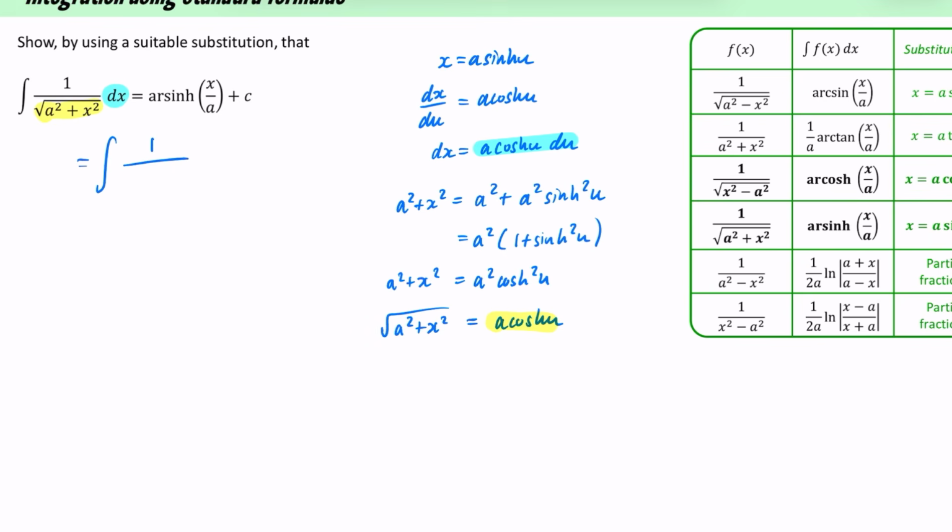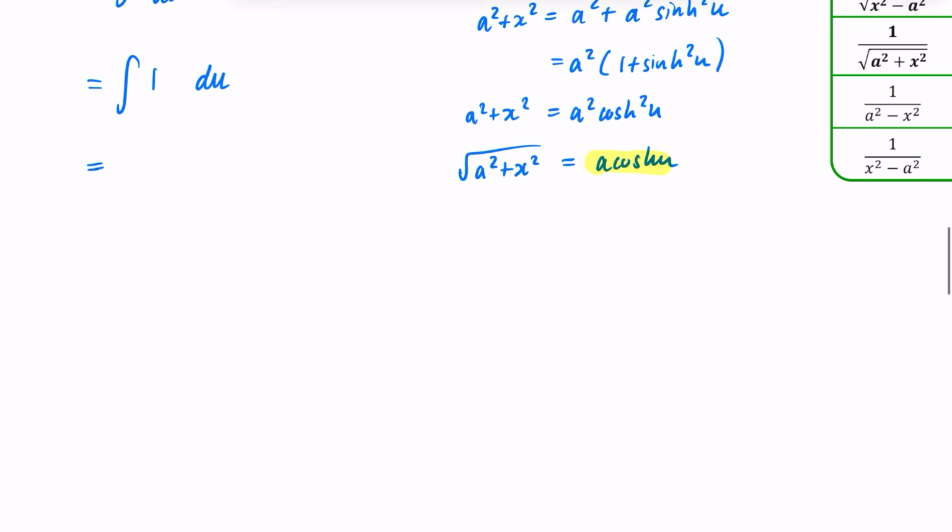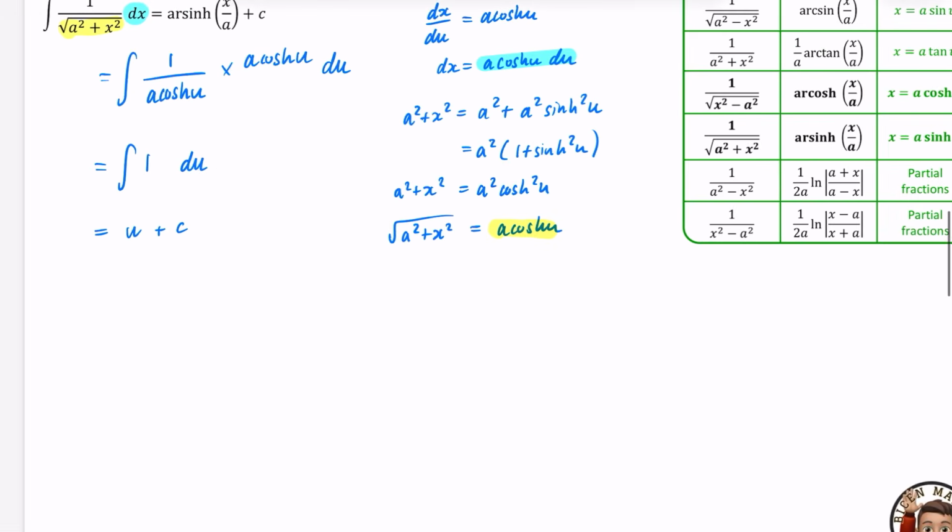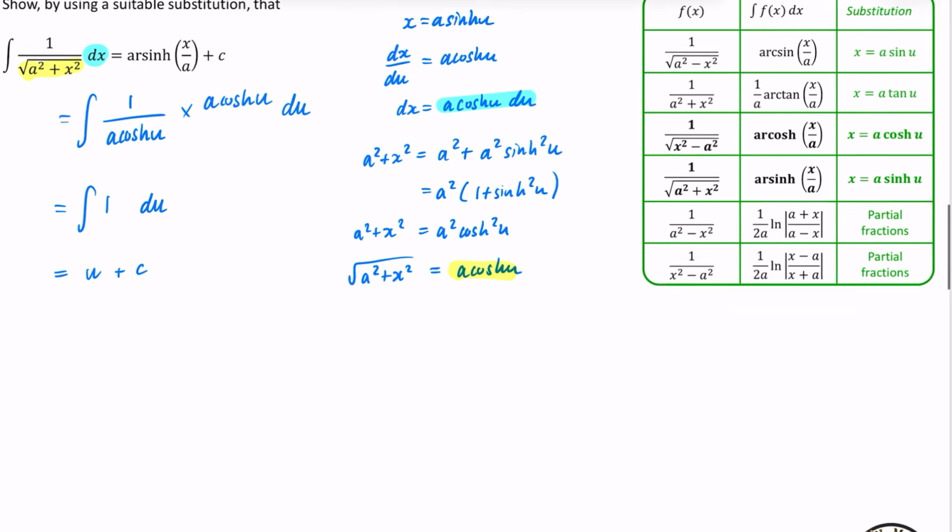Okay. It's going to be 1 over a cosh u. I'm going to multiply it by dx, which is going to be a cosh u du. So the a cosh u's cancel, so we're just going to be integrating 1 with respect to u. When I integrate 1 with respect to u, we just get u plus c. So all I need to do now is find out what u is equal to.